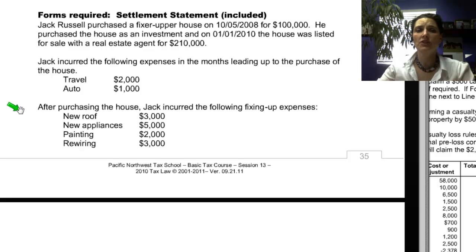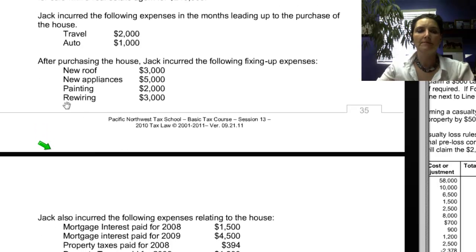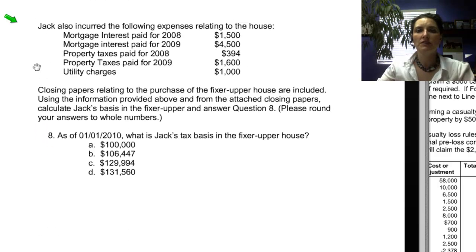After purchasing the house, Jack incurred the following fixing-up expenses: new roof, new appliances, painting, and rewiring. Jack also incurred the following expenses relating to the house: mortgage interest in 2008, mortgage interest paid in 2009, property taxes for each of those years, and utility charges. Closing papers relating to the purchase of the fixer-upper house are included. Using the information provided above, and from the attached closing papers, calculate Jack's basis in his fixer-upper.